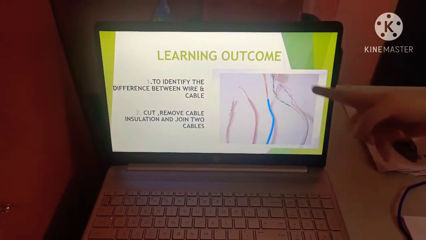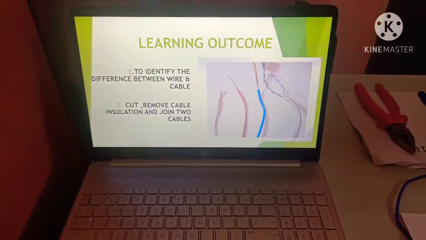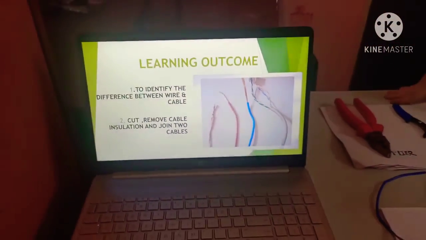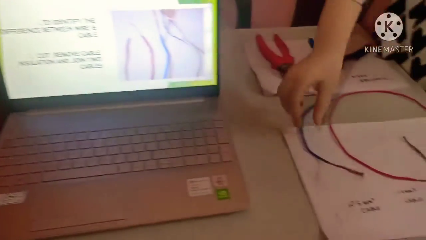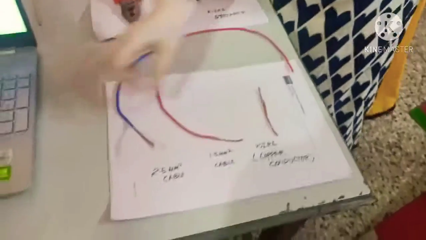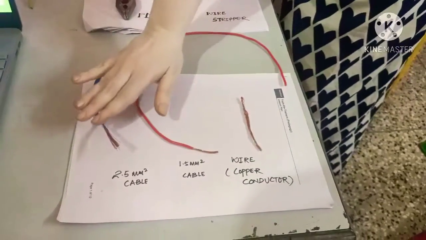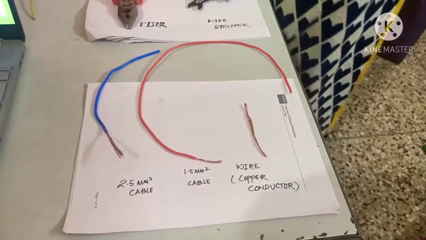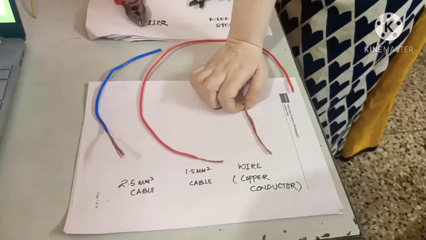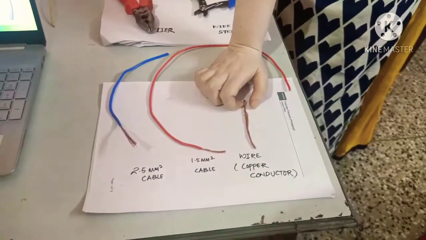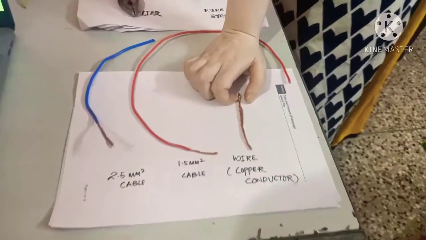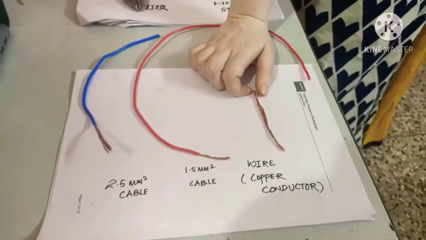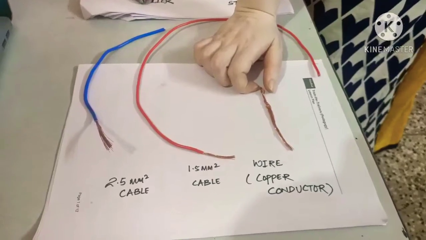Here you can see I have shown some pictures of cables and wires. Here I have written this is a wire, and this has been represented as a cable. Let me tell you, a wire is basically a conductor, which is made up of aluminium or copper. A wire without an insulation will be called a simple standard wire.